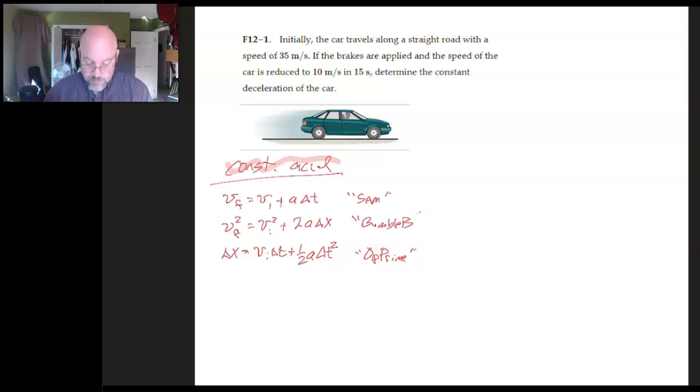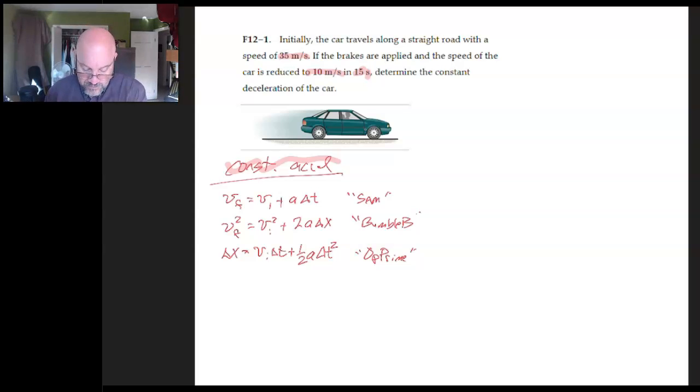We've got a car, it's moving along, it's got some initial speed here, 35. The brakes are applied and it's going to slow down to 10 in 15 seconds. Determine the constant deceleration of the car. Now, they don't give us anything to work with other than these raw numbers, so it's okay to assume in this case that we have constant acceleration. In other questions, there'll be some clues and I'll point those out along the way that we can know for sure this is a variable acceleration. But problem number one, constant acceleration.